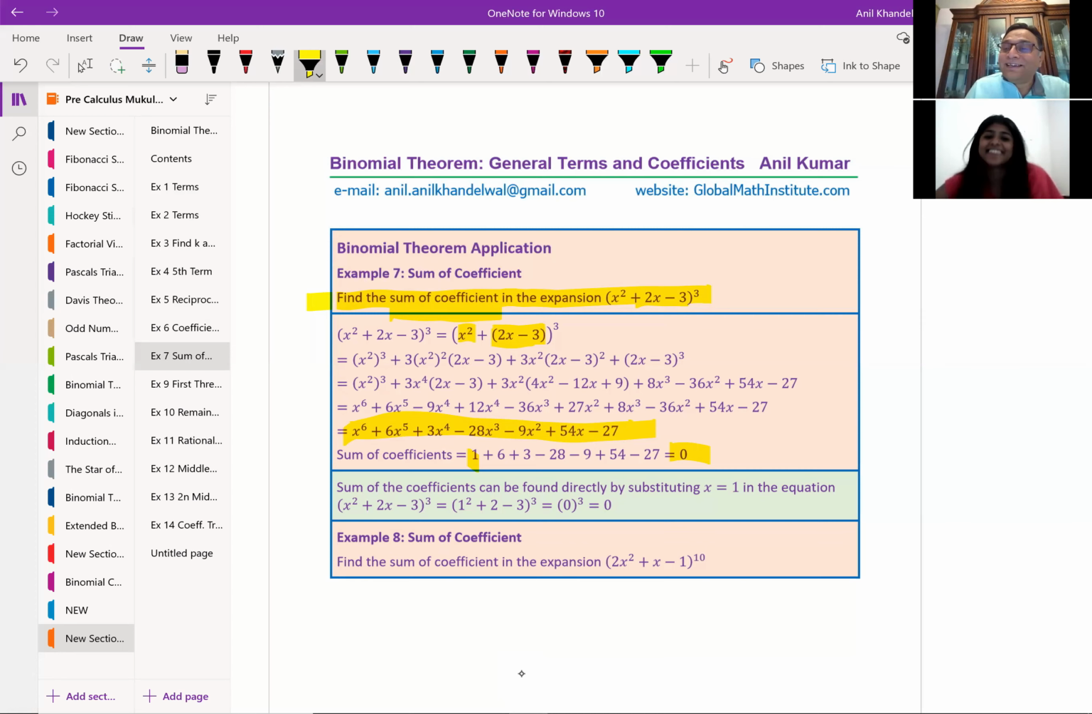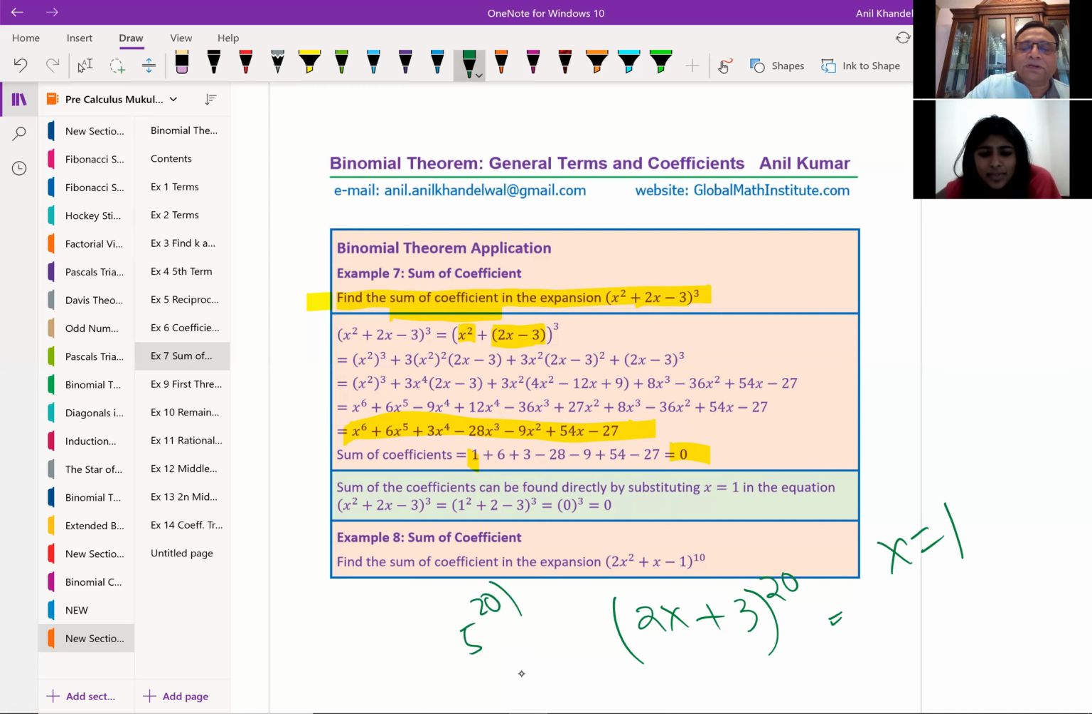So anything, it doesn't matter. Even if I have, for example, 2x plus 3 to the power of, let's say, 20, and now the sum of coefficients, then this expansion will either have constants or will have x's, correct? And we have to add all of them. Why not put x equals to 1? If I put x equals to 1, I get 2 plus 3, 5. And so my answer is 5 to the power of 20. Done. Sum of the coefficients is 5 to the power of 20 in this case.